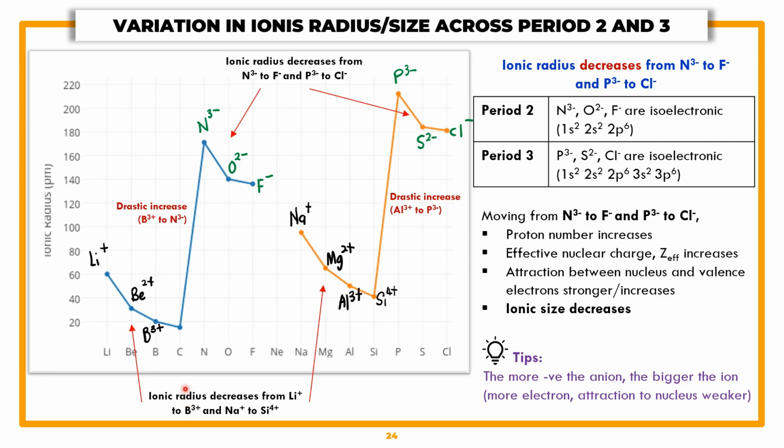The first bahagian adalah untuk ionic radius decreases among the cation for each period, for both period. Dan part yang kedua untuk menerangkan tentang drastic increase from the cation and anion for both period as well. And the last part has been discussed with you tentang ionic radius yang decrease, okay, among the anion for period 2 and then juga period 3.